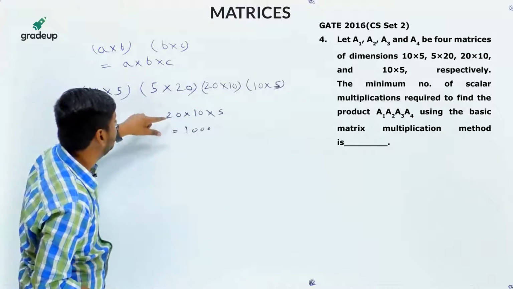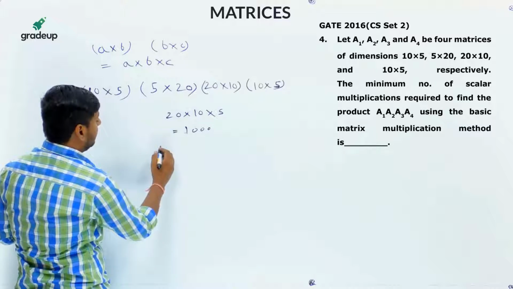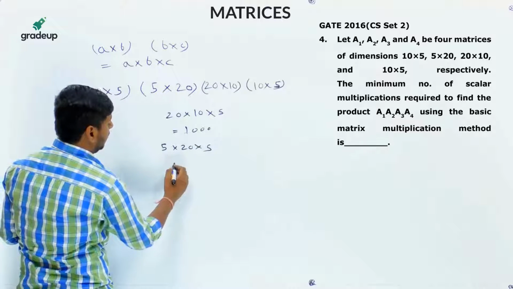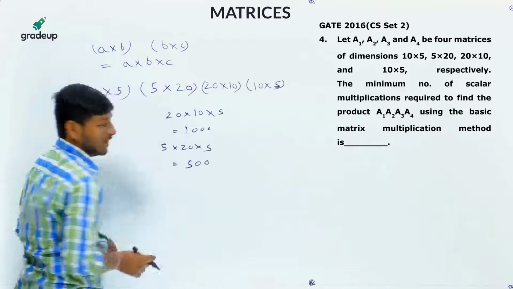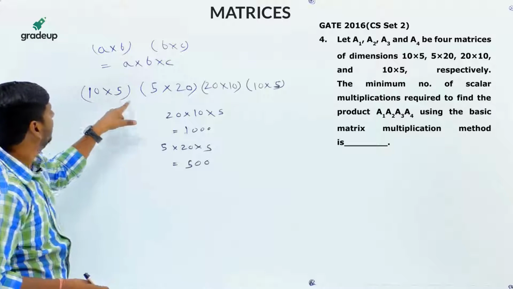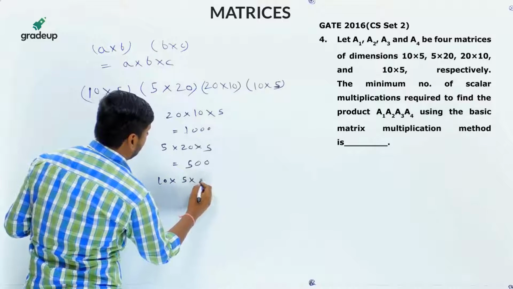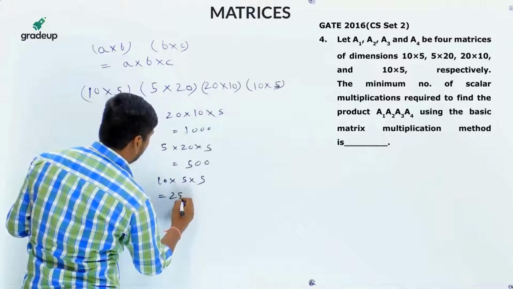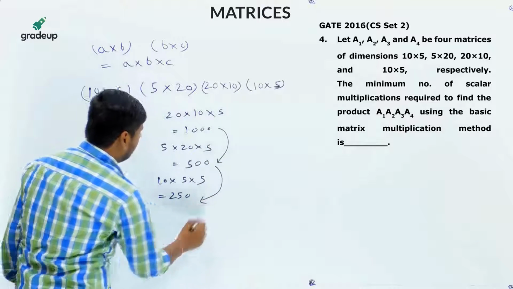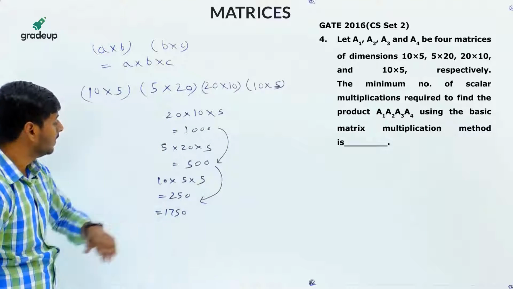Then we will multiply the 20 into 5 matrix with the 5 into 20 matrix. So 5 into 20 into 5 is 25 into 20, that is equal to 500. Then we get a 5 into 5 matrix. Then multiplying the 10 into 5 matrix with the 5 into 5 matrix, we get 10 into 5 into 5, that is equal to 250. So the total number of multiplications is 1000 plus 500 plus 250, that is 1750. But this is not the minimum number.